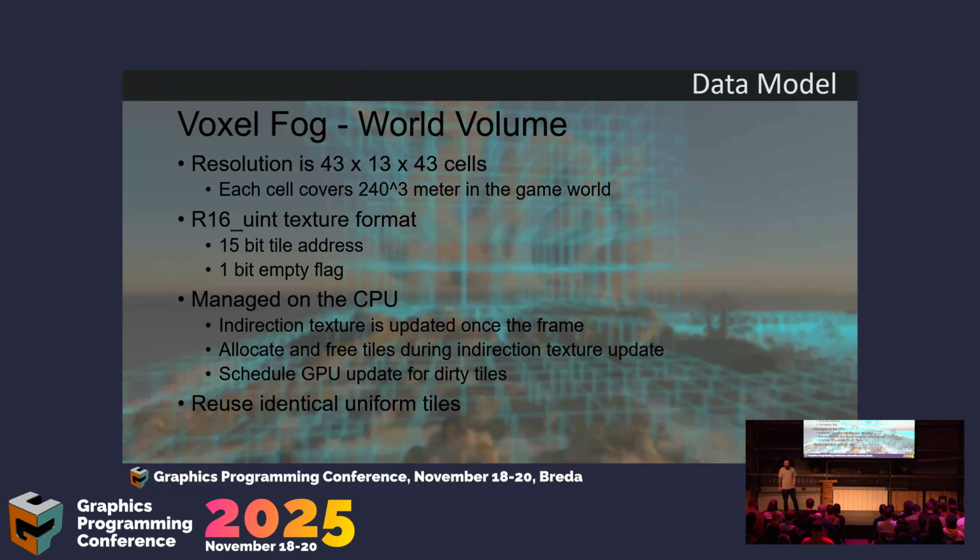The interaction texture is updated once a frame on the CPU. At the same time, we allocate newly required tiles from the tile atlas or free tiles that are no longer needed. We also detect which tiles need to be updated and schedule the work to the corresponding compute shader. In practice, we found that many tiles have identical uniform content, so we detect these tiles and use a single one instead.